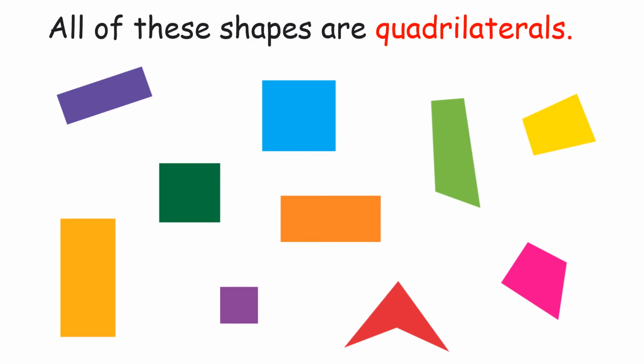Have a look here. All of these shapes are quadrilaterals. And they're quadrilaterals because how many sides do they have? They each have 4 sides. Can you spot a circle? Can you spot a triangle? Can you spot a hexagon? No, and that's because those shapes do not have 4 sides. So if a shape does not have 4 sides, it is not a quadrilateral, but each of these shapes are quadrilaterals.